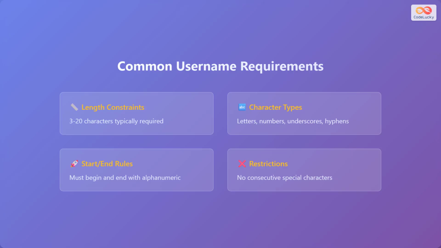Here are some common username requirements that you'll often encounter. First, length constraints. Usernames typically need to be between 3 and 20 characters long. Second, character types. Allowed characters usually include letters, numbers, underscores, and hyphens. Third, start or end rules. Usernames often must begin and end with alphanumeric characters. Finally, restrictions. Consecutive special characters are usually not permitted.